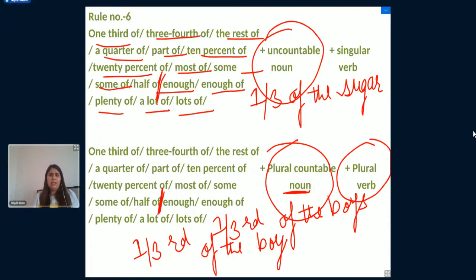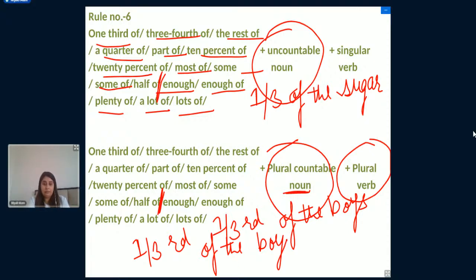There's nothing difficult here. You just need to understand that just two types of words are possible after these words, two types of noun. And these two types of noun are either uncountable noun or plural countable noun. So if these words are followed by uncountable noun, then in that case we have to use singular verb. If the same words are followed by plural countable noun, then in that case we need to use plural verb.